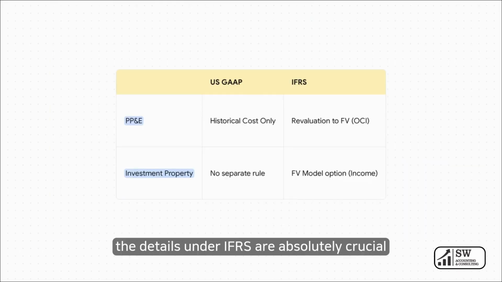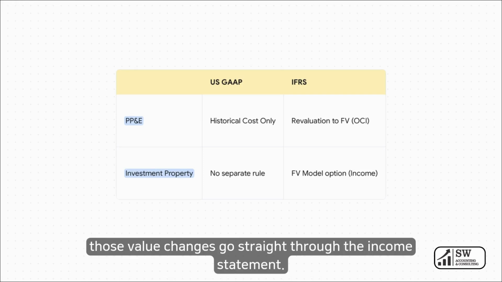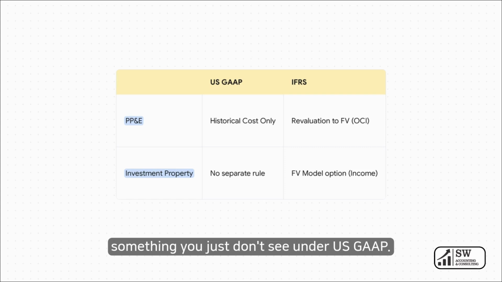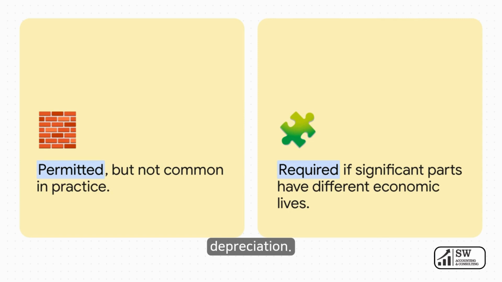Now, the details under IFRS are absolutely crucial to understand. For your standard PP&E, any revaluation bumps go to other comprehensive income. But, and this is a big but, IFRS has this whole separate category called investment property. If a company opts for the fair value model here, those value changes go straight through the income statement. You can imagine the kind of earnings volatility that can create, something you just don't see under U.S. GAAP.